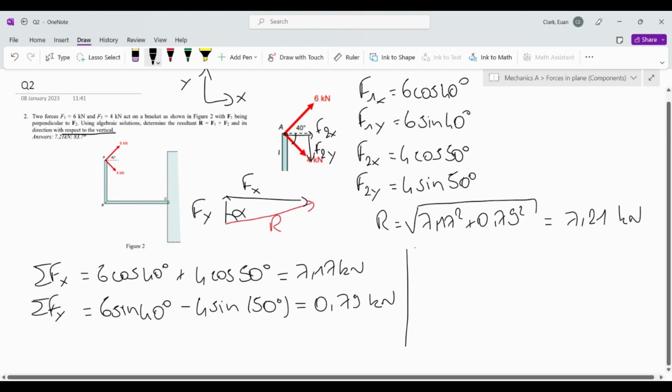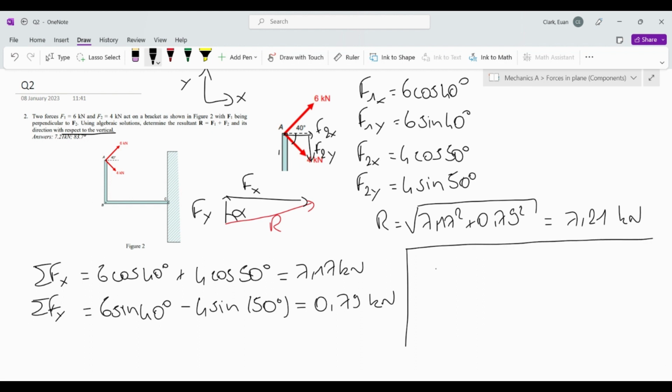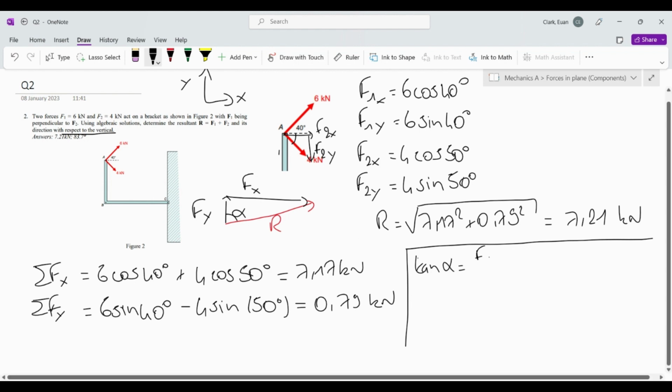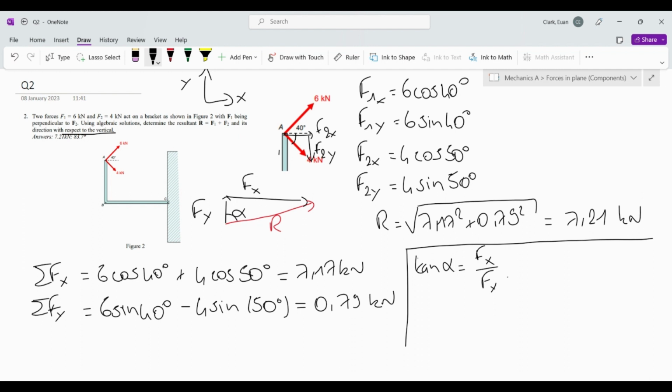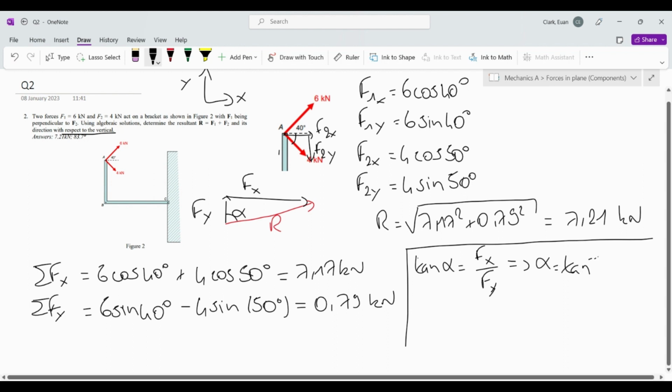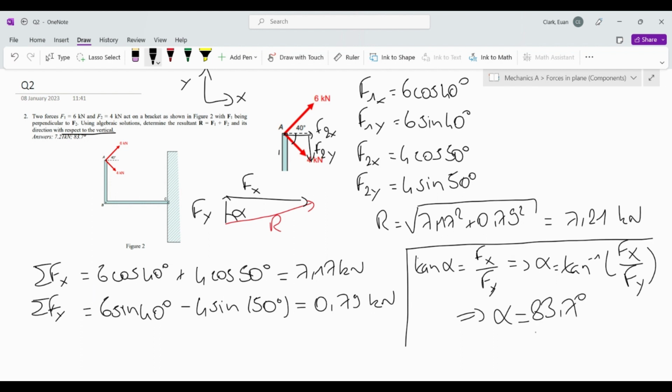And for alpha, pop in the corner here, same as before, except that this time we want, let me just pop that here, so same again, tan alpha is equal to the opposite, which is Fx, over the adjacent, which is Fy, meaning that alpha equals tan inverse of Fx over Fy, and this gives us an alpha equal to 83.7 degrees. And there you go. These are the two answers.